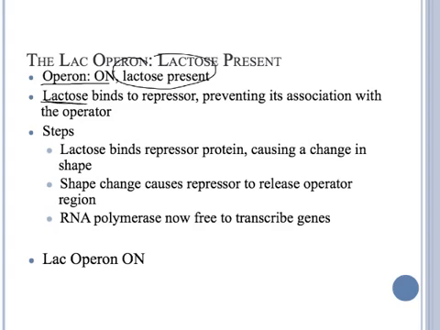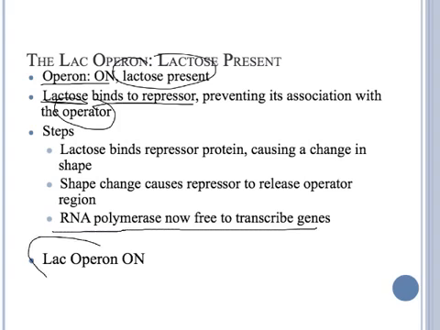Lactose itself is already present, we just said that. It's going to repress the repressor. It binds to the repressor, changing its shape, and making it so the repressor can no longer bind to the operator. And if it's not bound to the operator, RNA polymerase is free to bind to the promoter and transcribe the genes. So we would say the lac operon here would be on. I would be making my beta-galactosidase protein.